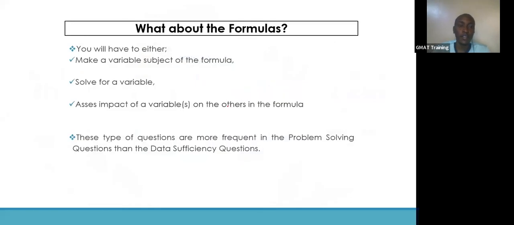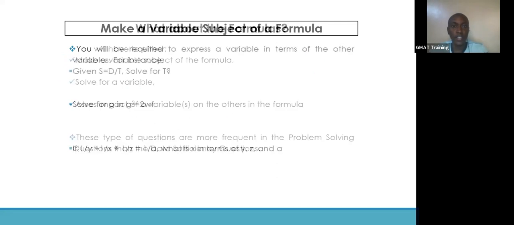We have the areas that we'll be covering today, and we'll be assessing the frequency of further questions. We know that these types of questions, we'll find them in problem-solving questions more often compared to data sufficiency questions. These are the key areas that we'll be doing today. We'll make a variable the subject of the formula. We'll solve for the variable given the other values of the variables, and assess the impact of a variable on others in the formula. So let's start off with the first part.